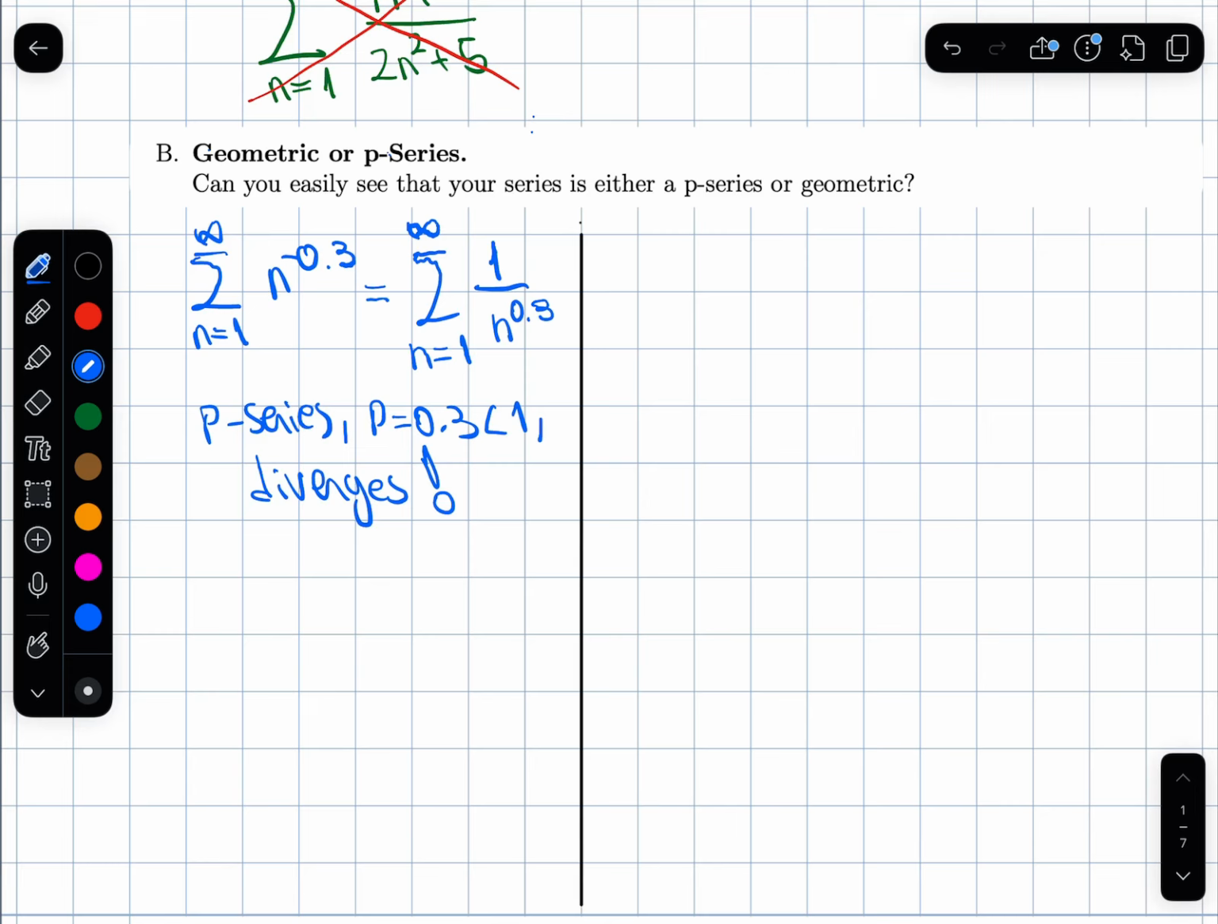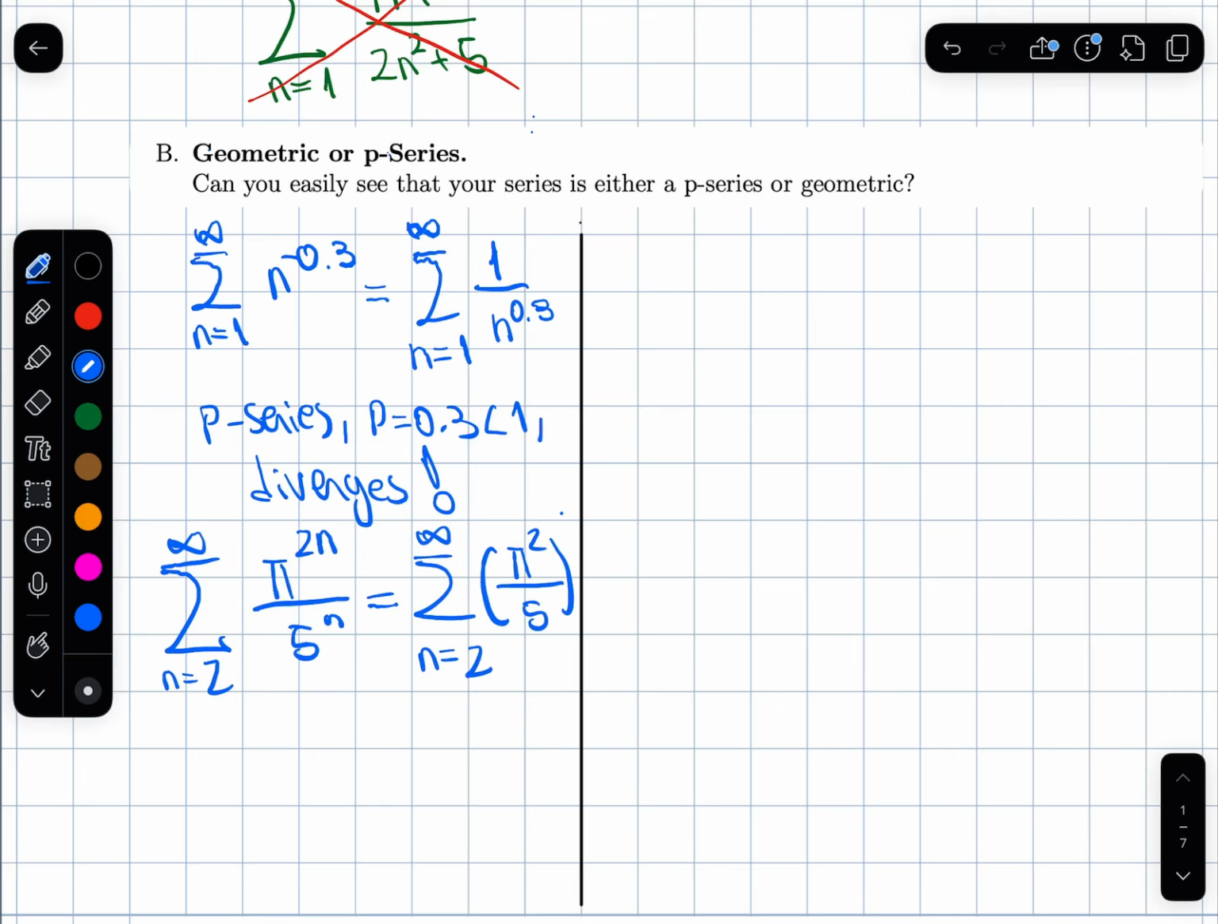If you see something like, even though it doesn't look exactly like a p-series or geometric, you can sort of see it happening. You can change it into one. So for example, this one here, looking at this, does it remind you of anything? To me, I can make a geometric. Again, you see this more easily with practice. But I can see this. So this is geometric, with the ratio pi squared over 5.